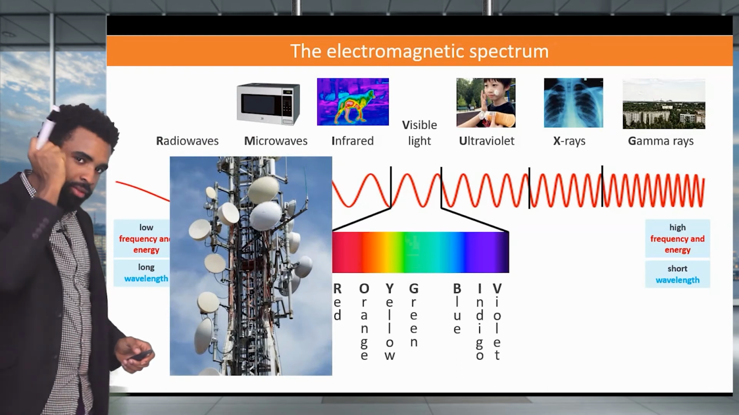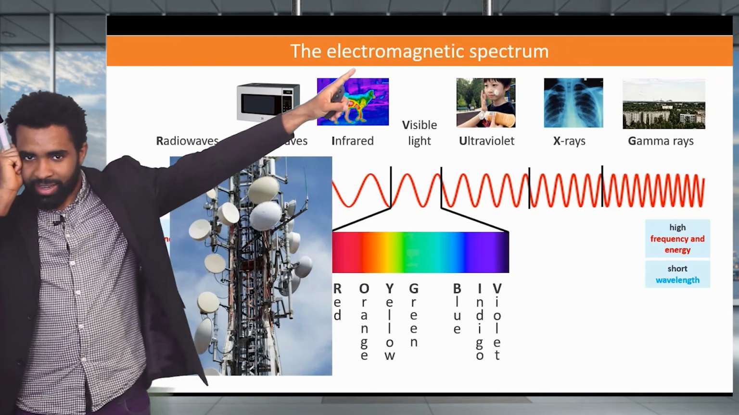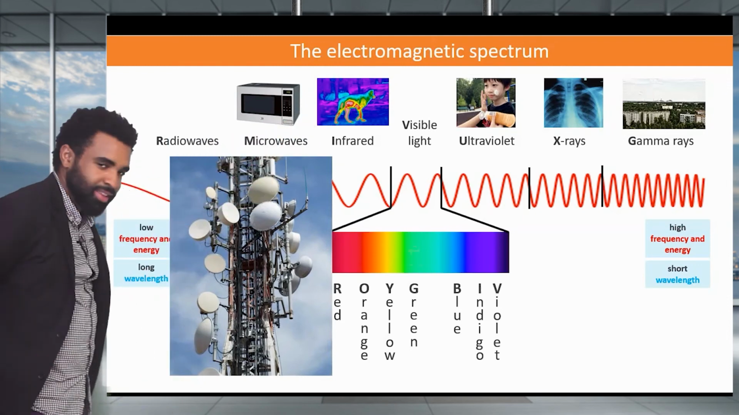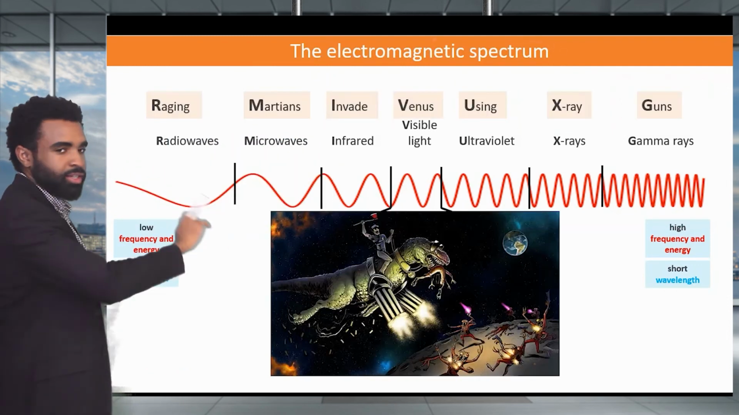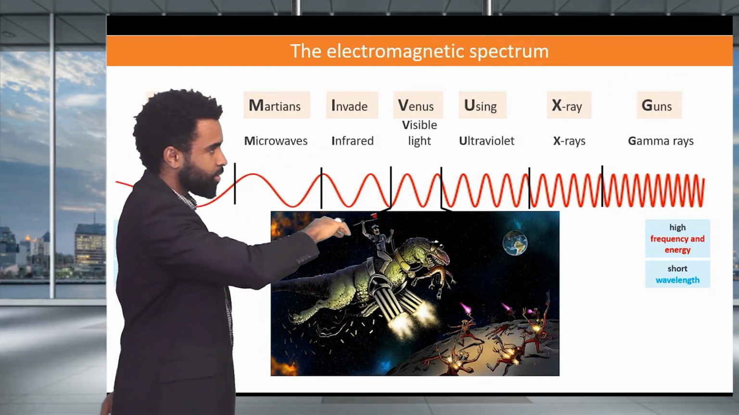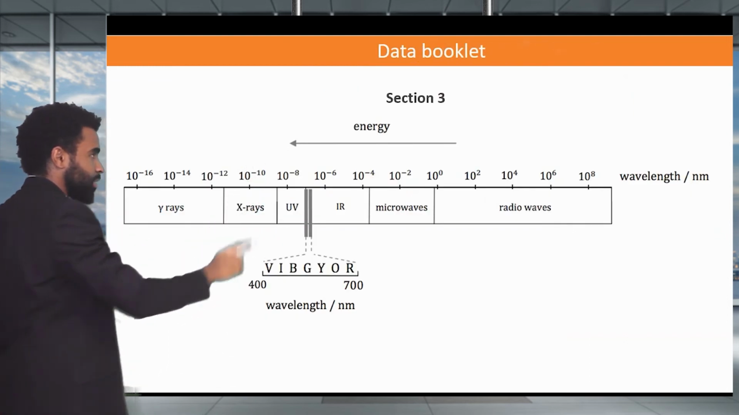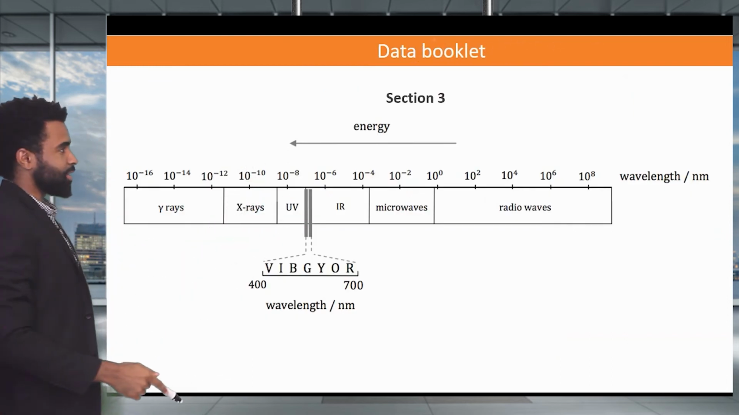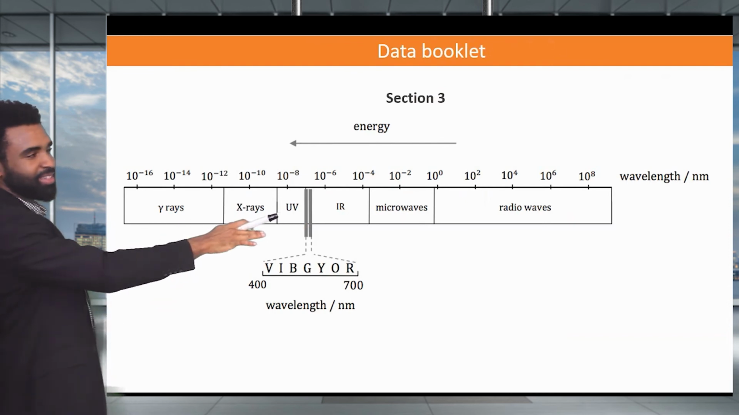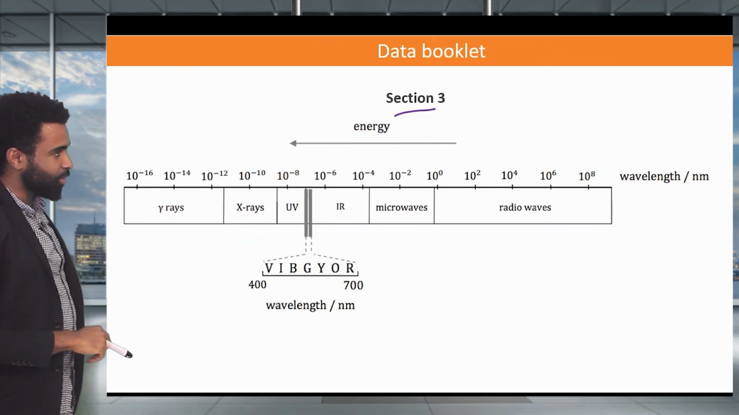Radio waves are also pretty low energy. They pass through your head all the time when you have your phone on this side of your head and the satellite is over there, right? And they don't do you much damage. Here's a mnemonic to remember the order of these. Raging Martians invade Venus using X-ray guns. You don't actually need this mnemonic. I just like using it because you have your electromagnetic spectrum in section 3 of your data booklet, okay?